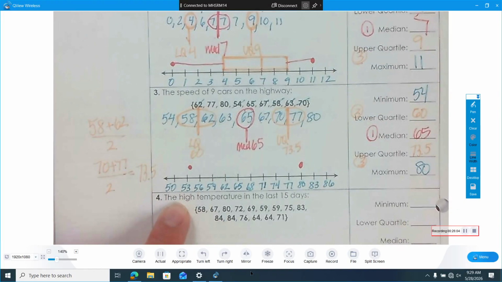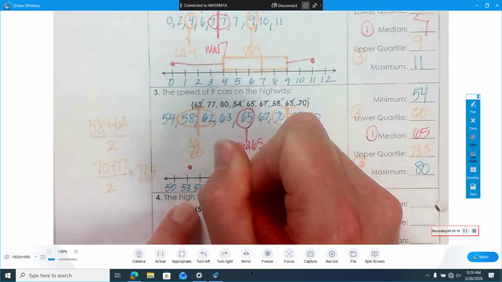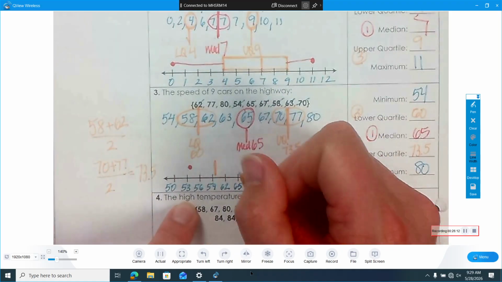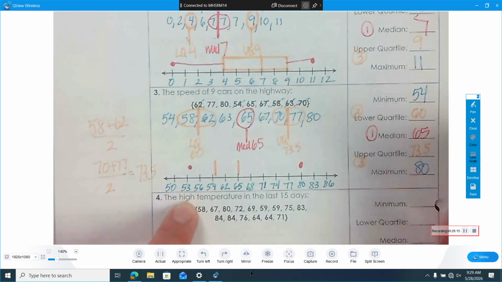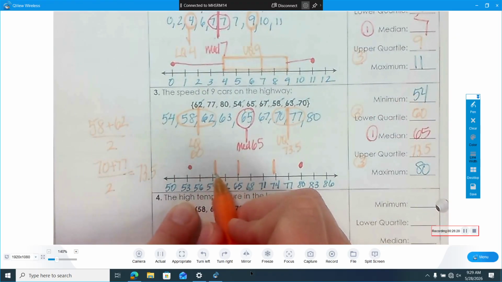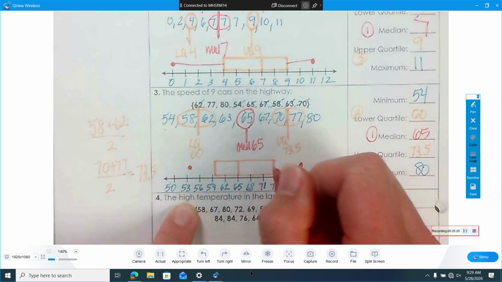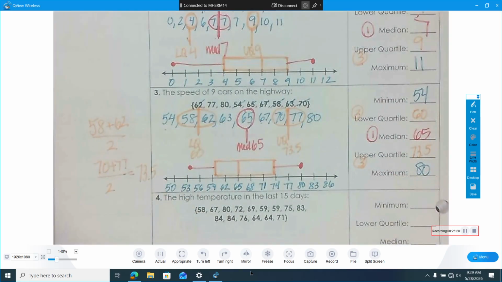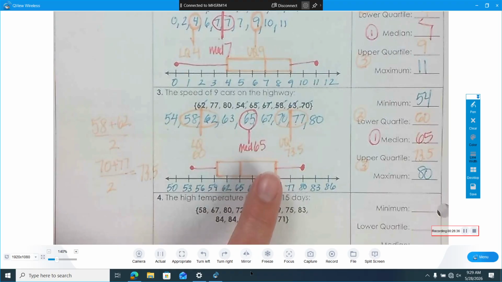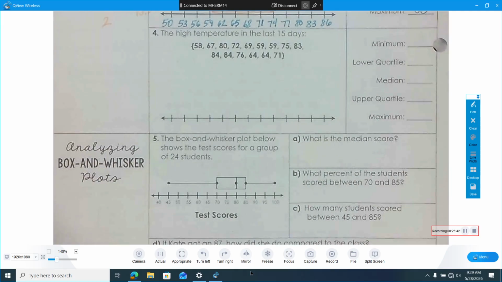And then I'm going to draw my verticals for my 3 quartiles. So lower quartile happens at 60, so I'm going to draw my big vertical line at 60. Nice vertical line at 65. And at 73.5, another vertical line. Connect those vertical lines. And then connect my whiskers to my box. All right, do you have any questions about finding your quartiles? No? Okay.